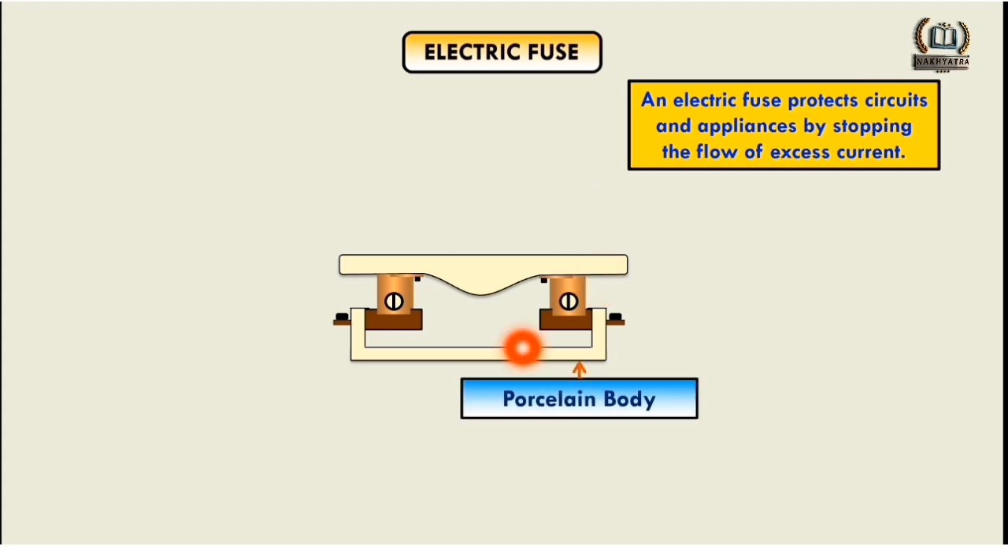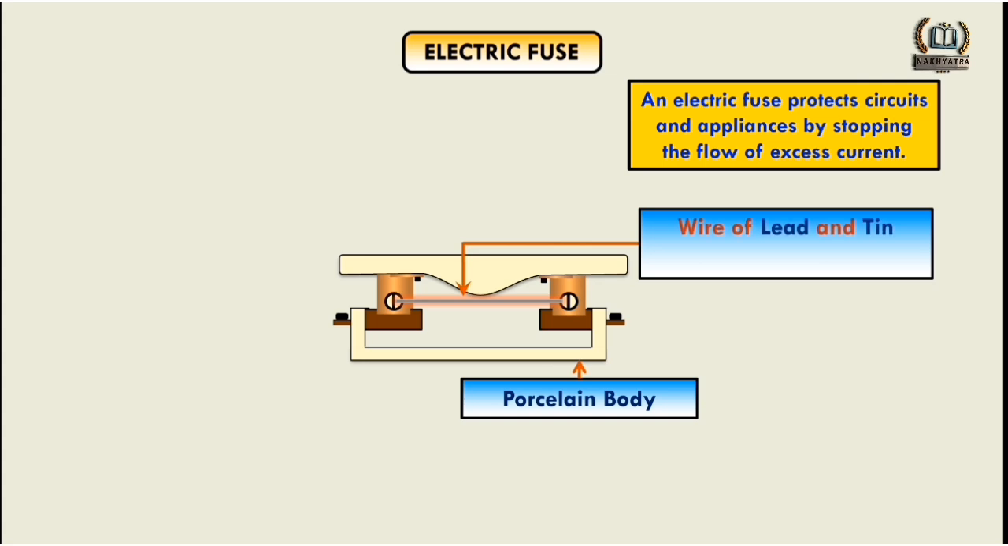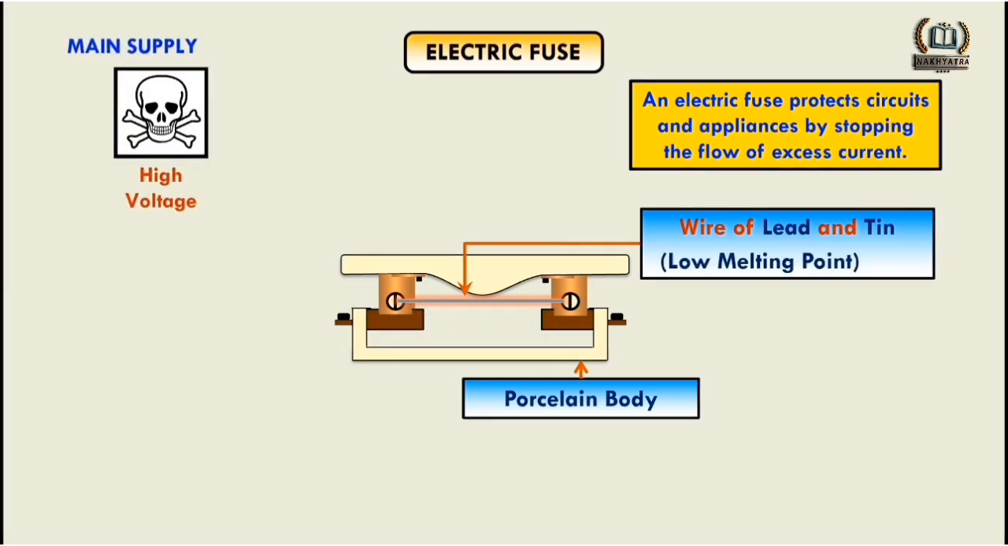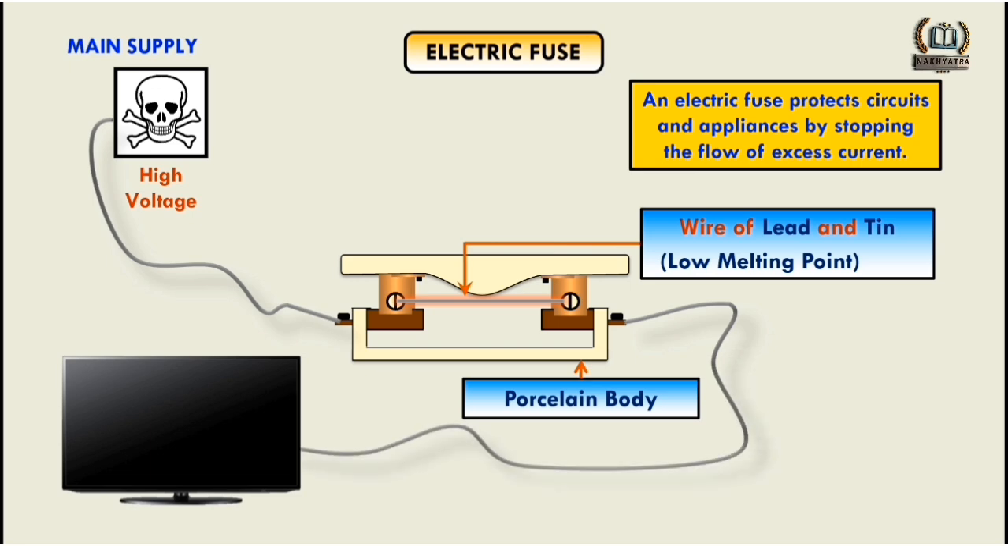So now see here, this is the structure of an electric fuse, and it has a porcelain body. This portion is called the porcelain body, okay? And it has a wire of lead and tin. So this electric fuse consists of a piece of wire which is made of lead and tin. The fuse is basically connected in series with the device.